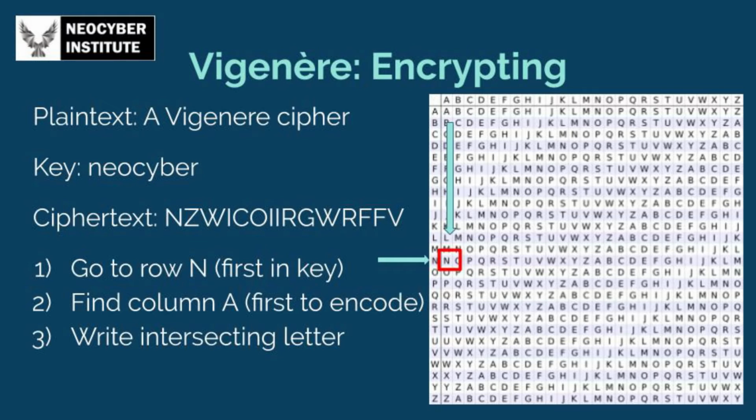For the first letter A, we go down to the row that starts with N and find the column for A. Our first ciphertext letter is N. Then for the next plaintext letter, V, we find the row for E, which is the second key letter. Go down to the E row and find the column for V. Our second ciphertext letter is Z. Once the letters of the key run out, start over. It's okay if at the end you haven't reached the last letter of the key.